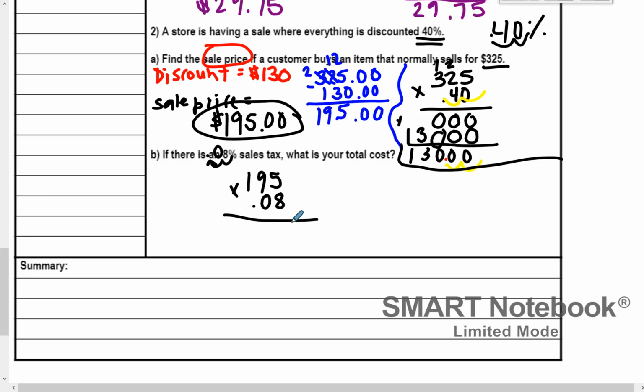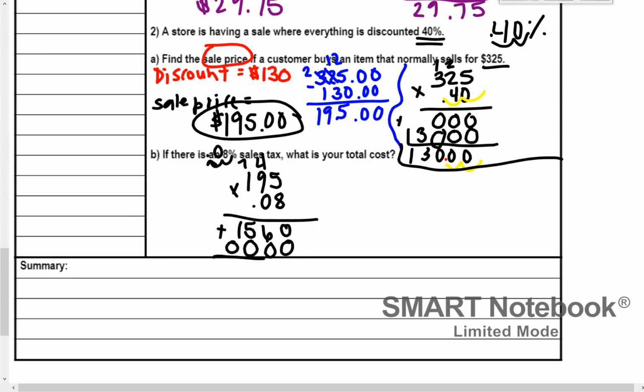5 times 8 is 40. 9 times 8 is 72, plus 4 is 76. 8 times 1 is 8, plus 7 is 15. Now I'm moving on over to my 0, so I added 0 placeholder. 0 times 5, 0. 0 times 9, 0. 0 times 1, 0. Add them up.